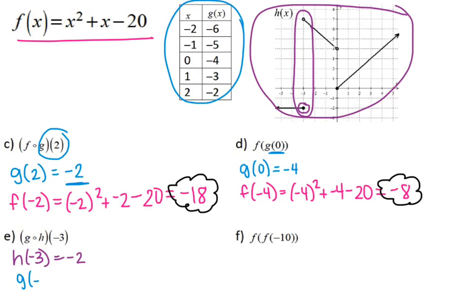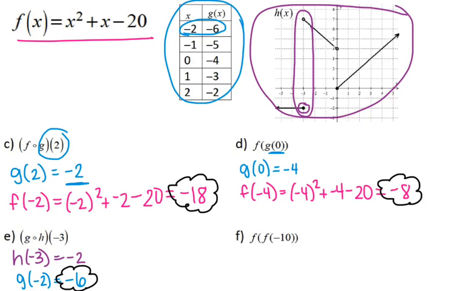So now I'm finding g of negative 2. Now be careful because that negative 2 is an x. So I'm looking up here. Don't look at that negative 2 because that's actually a y. So my x is negative 2 for g. The output is negative 6.